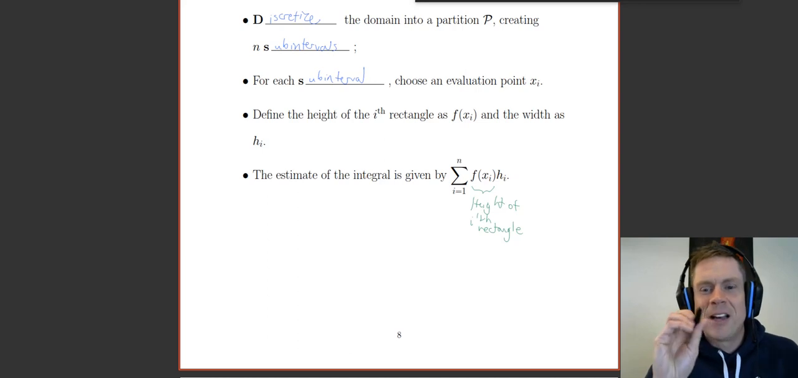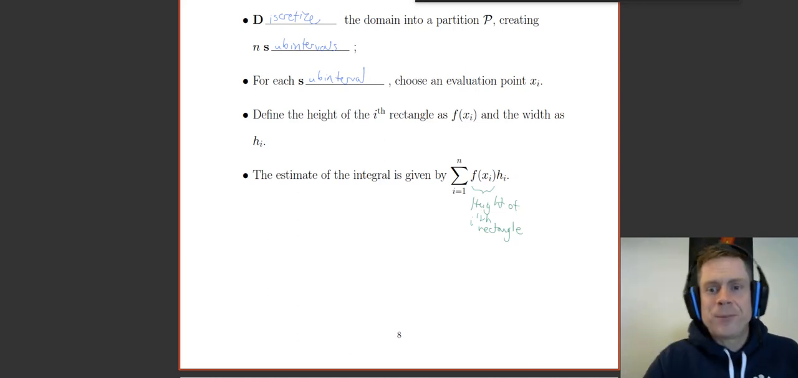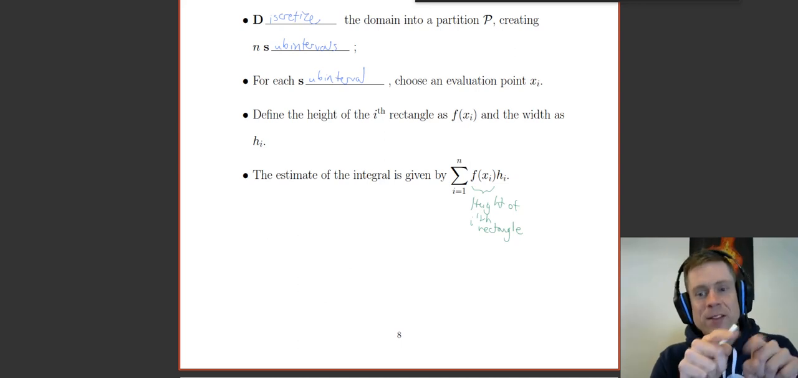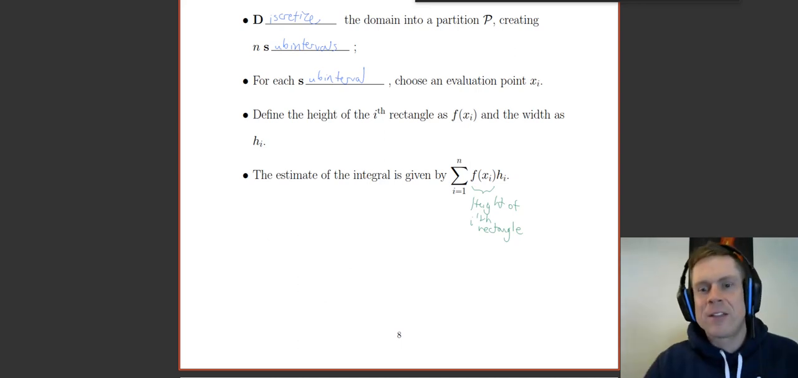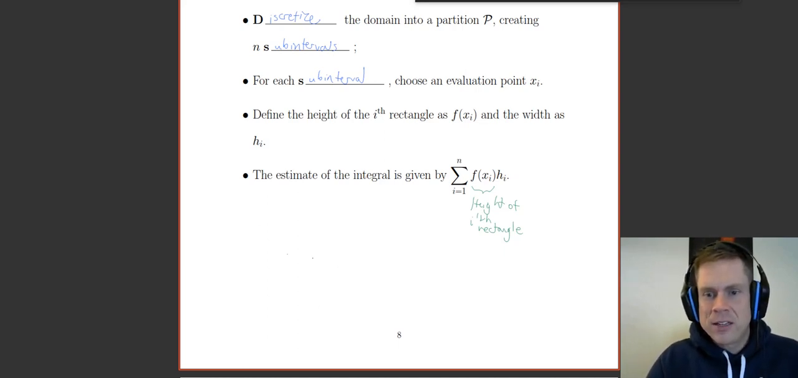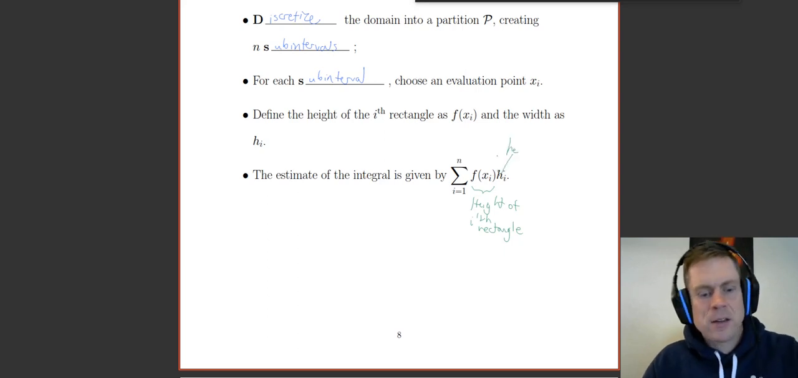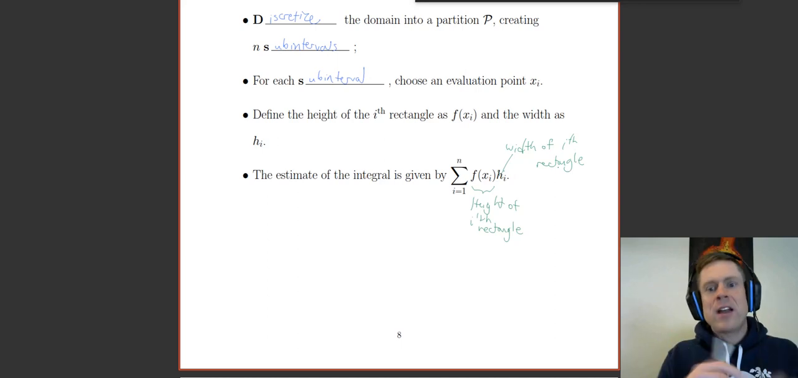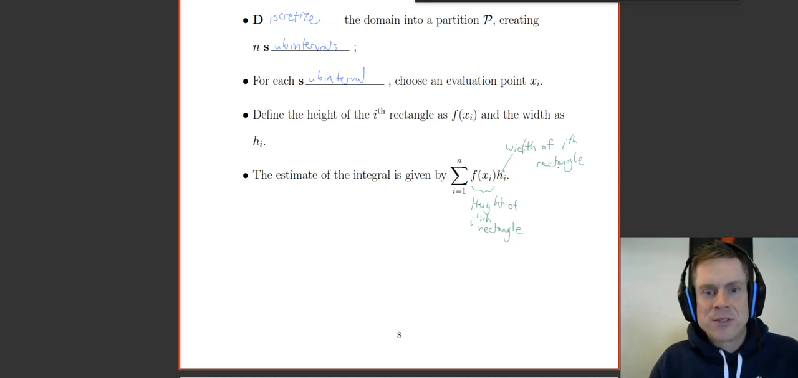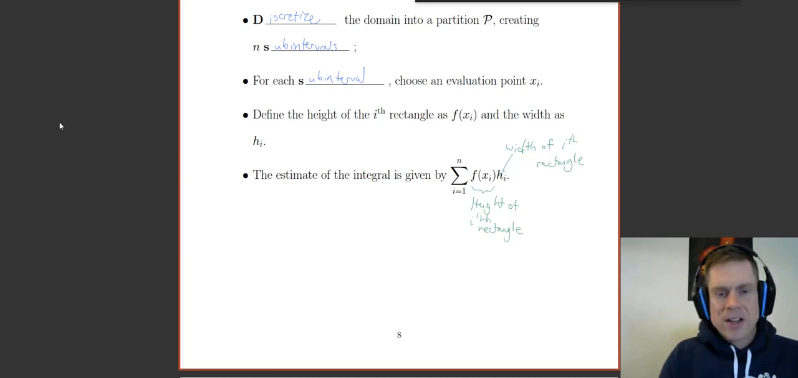And let's see here. The h's are then going to be those widths, while the f's are the heights. You can think of the height of the function as being, right? It makes sense to have that as a height. So I'm just going to say here that the h's are the width of the ith rectangle. Together, you multiply those, you get an area, you sum up over all those areas, you get an approximation of the area under the curve, right? And it goes with this picture that a lot of us should be very comfortable with at this point.